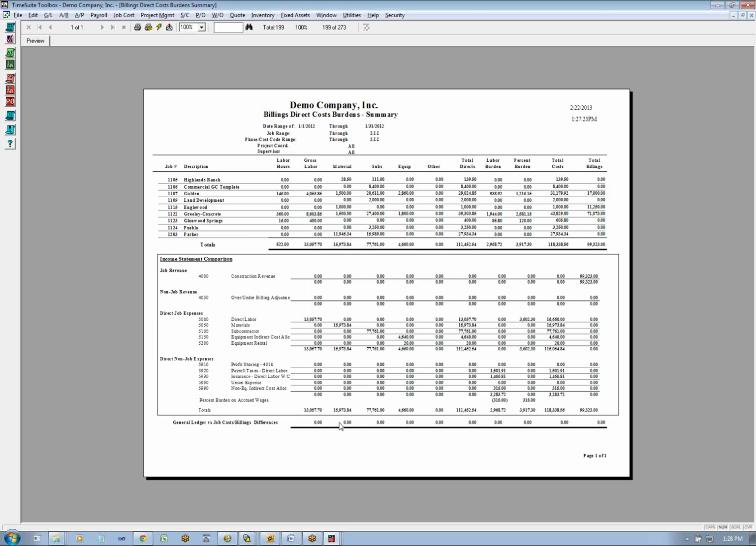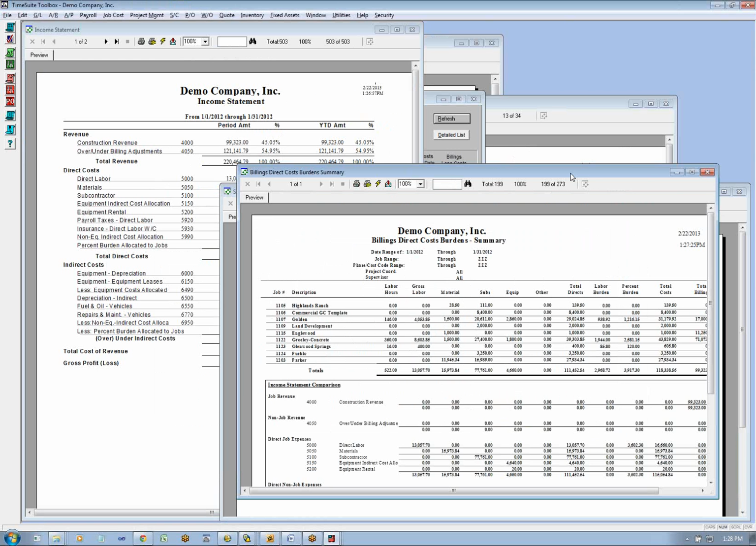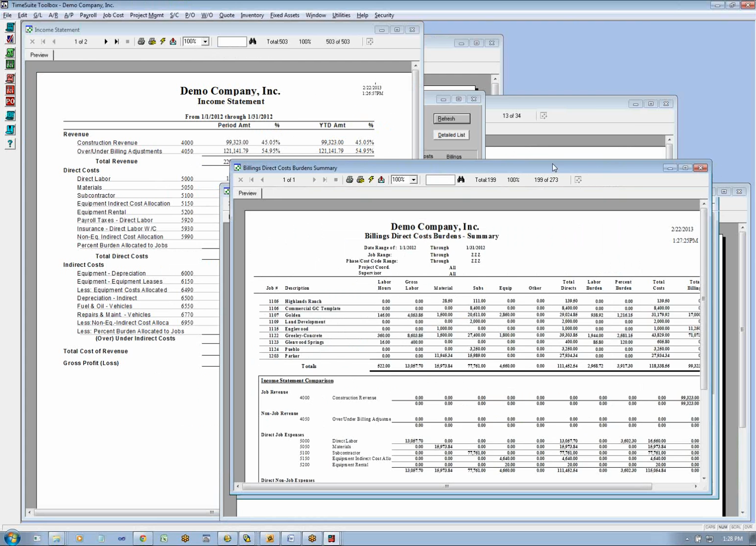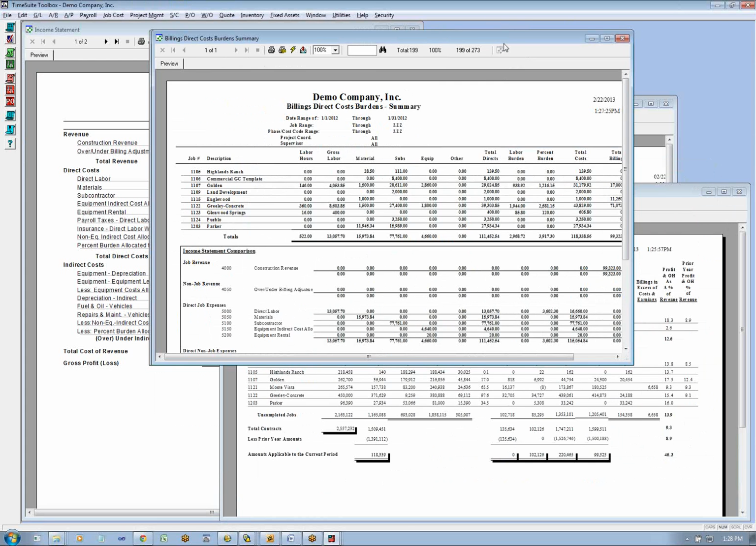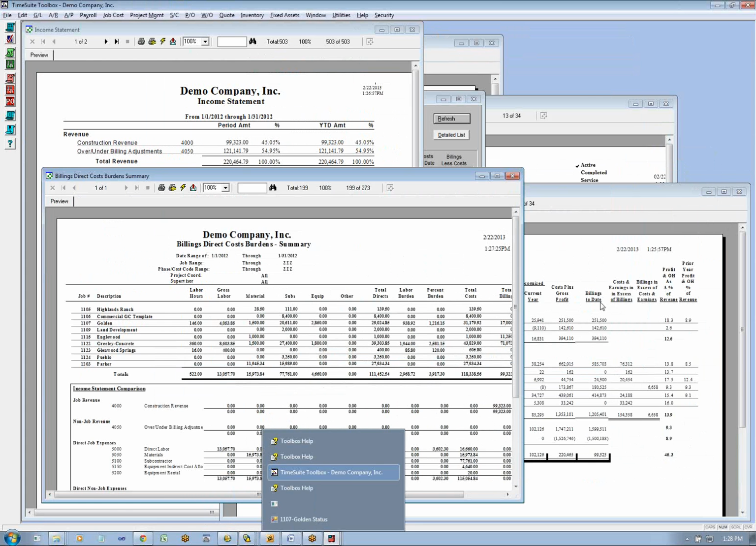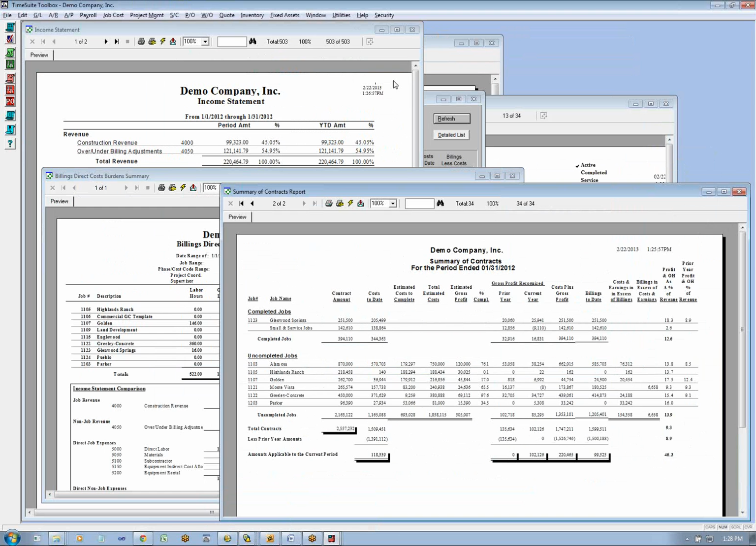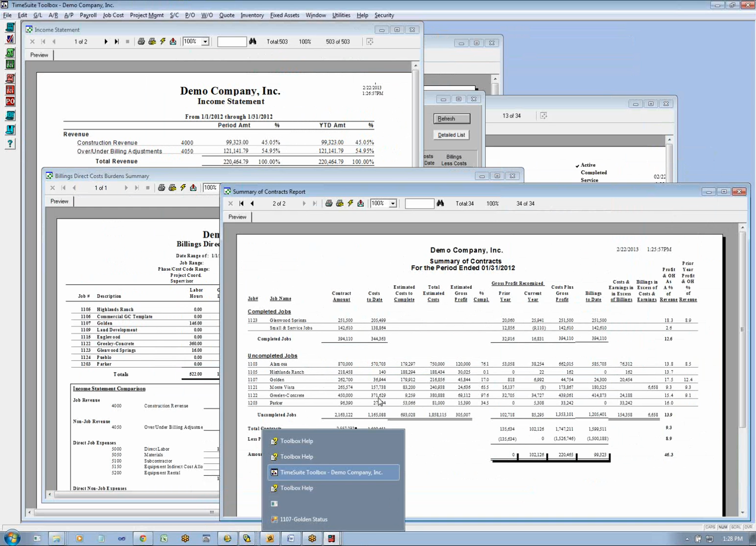So real simple: if you get non-zeros there, do a support call. I'll help you figure it out. A major strength of the system is helping and supporting you in the over-under billings process. And so those are the concepts for the webinar.